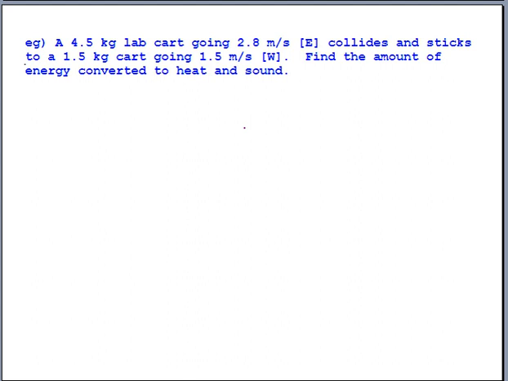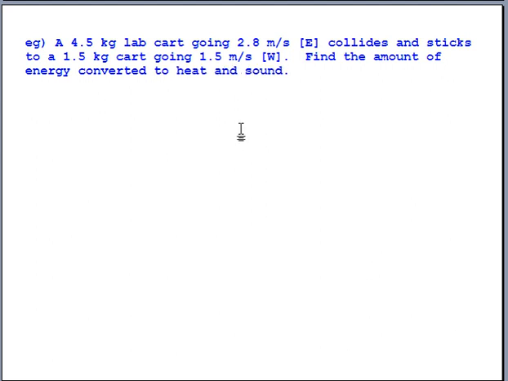Okay, let's try a couple of collision questions out here. I've got a 4.8 kilogram lab cart, and it's going east pretty fast, and it's going to collide with a smaller lab cart going 1.5 west the other way. And they're asking me to find how much heat and sound there is. Oops, didn't mean to cross that out. Fix that. They're asking me to find out in this story how much heat and sound energy is involved.